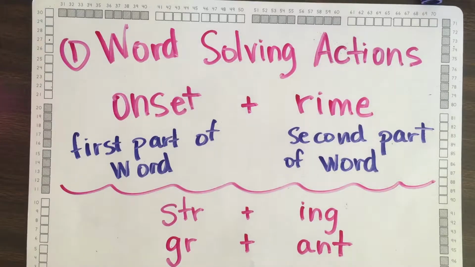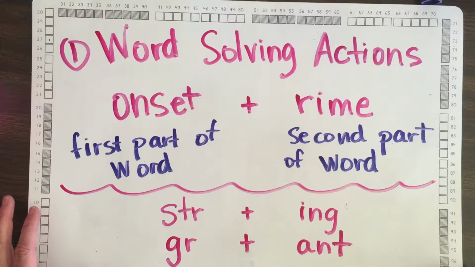Okay, this is word solving actions lesson 1. So we want our kids to be independent word solvers when they're both reading and when they're writing independently. And what our lesson is today is that we want kids to be able to look at the first part and the last part of a word to read the word or write the word independently. So we want them to be using parts of words that they know to figure out the parts of words that they don't know. And this is just one way that we can practice that.